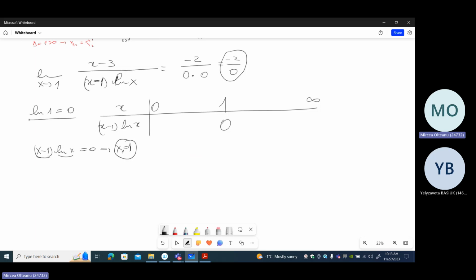Or you can take a value from the interval 0, 1, for example 1 over 2, and check the sign of this expression at 1 over 2. So when x equals 1 over 2, we get here minus 1 over 2 times logarithm of 1 over 2. And now please tell me, what do you think is the sign of this number?